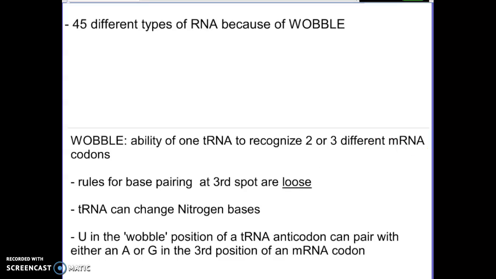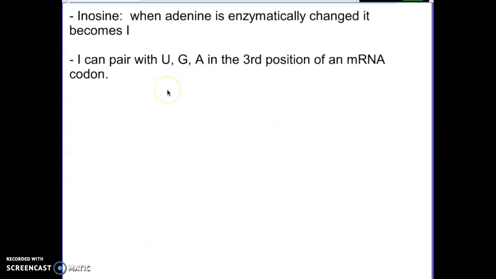Then, take a look at this. There is an actual, another nitrogen base that's called Inosine. An enzyme can change an A to an I, and look what I can do. It is actually very special because it can pair with a U, a G, or an A in the 3rd position only.